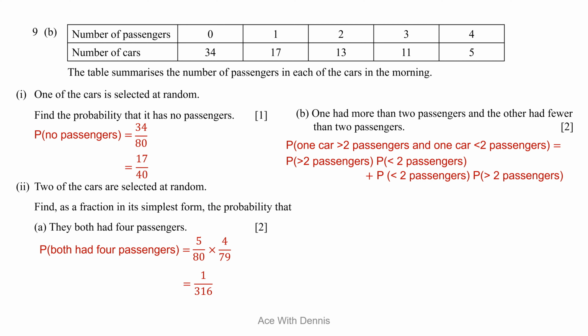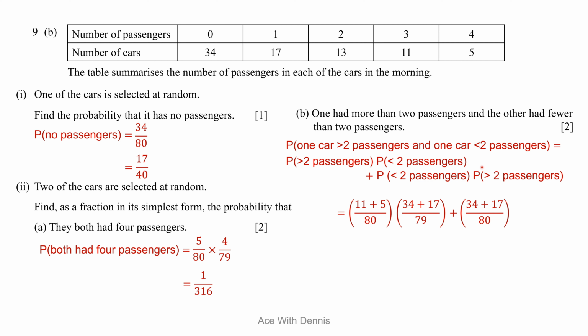Alright, now let's find them one by one. The probability that the first car has more than 2 passengers will be these two scenarios. So in total 11 plus 5 cars have more than 2 passengers, divided by a total of 80. Then the second probability is fewer than 2 passengers. So fewer than 2 passengers will be these two cases, so 34 plus 17. But the total number has reduced by 1 because, again, for this case it is a without replacement case. So one car has been chosen as the first car, so the total becomes 79.